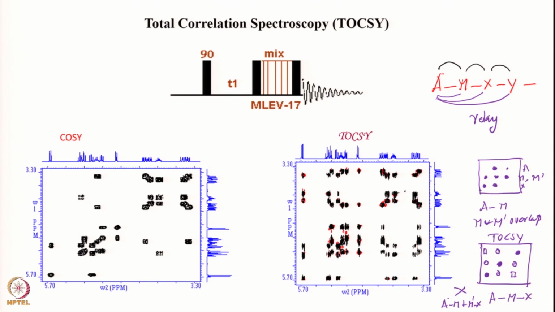So therefore that is how this experiment is useful to figure out if there are overlapping peaks and you make a mistake in your connectivities in the analysis of the COSY spectra, okay.